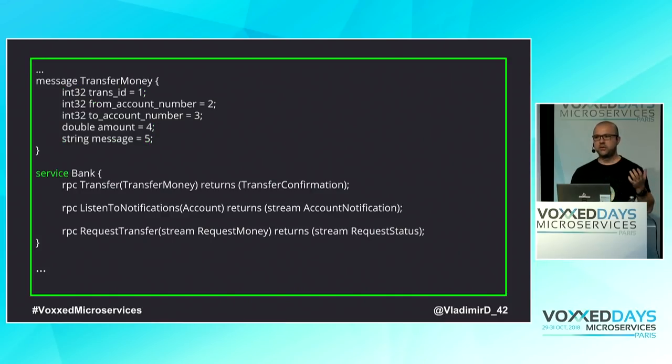And then here's how you define the service. In this case, I'm defining a service by the name of bank, and I'm saying I have one RPC, which is going to be called transfer, and client is going to send a transfer money message, and as a response, the server will send a transfer confirmation. That is in the case of one-one communication. So one message from the client, one message from the server. If, for example, the server wants to send multiple messages back, you just put stream, and the other way around. Again, if you want the client to send multiple messages, you just add stream, and that's it.